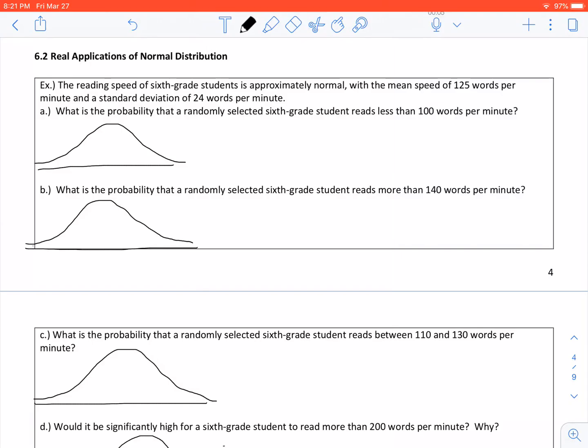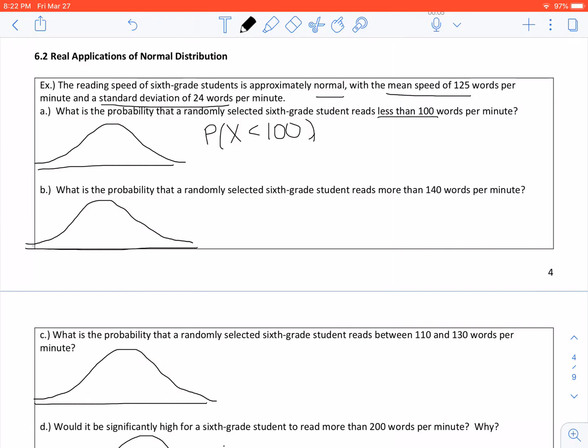So the first example says the reading speeds of 6th grade students is approximately normal with the mean speed of 125 words per minute and a standard deviation of 24 words per minute. What is the probability that a randomly selected 6th grade student reads less than 100 words per minute? So our key thing in here says less than 100 words. So I'm asking you guys in this problem to find the probability that a student, which we'll call X, reads less than 100 words per minute.